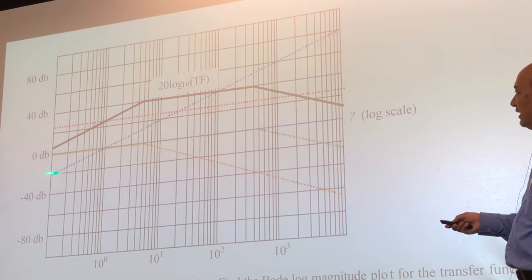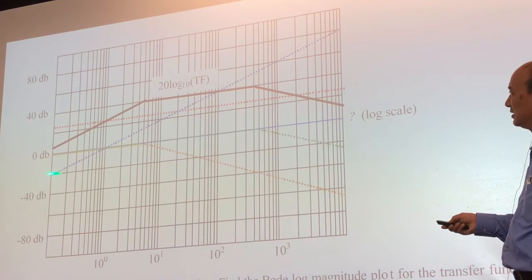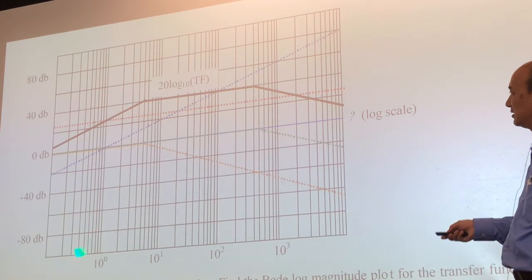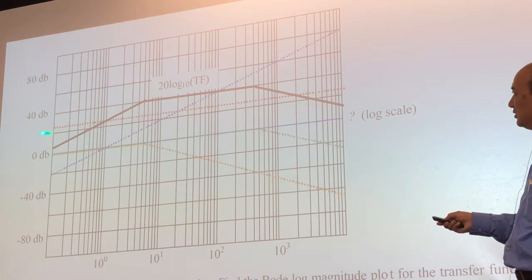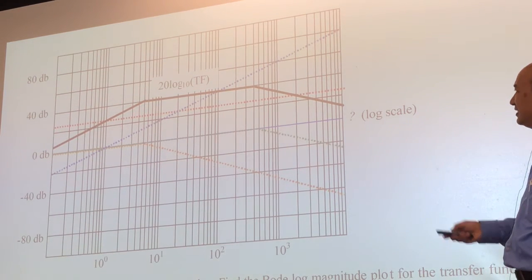So then we can add this one. So this point is 20 dB, okay? This is minus 20 dB. But this is 26, so this is 6 dB, okay? So this value here should be the same as this value, okay? Makes sense?